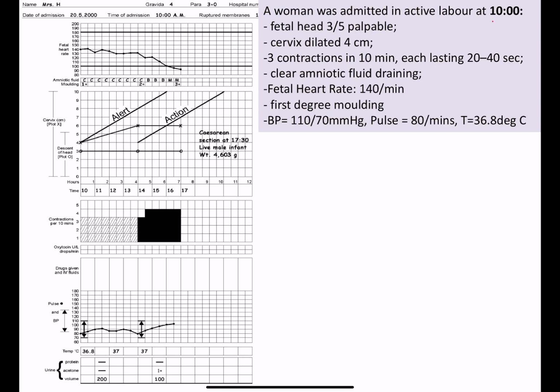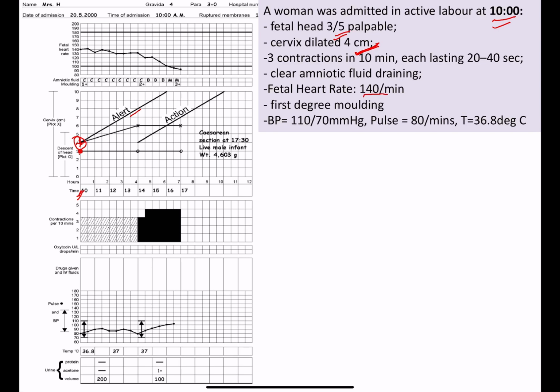So at 10 a.m. you can see the first plotting, as it's 4 centimeter dilatation. So we have started plotting in the Partograph, right? At 10 a.m., the cervical dilatation was 4 centimeter. We started plotting from the alert line with a cross sign over here. And you can see the fetal head was 3/5 palpable. That means we will be marking with a small circle over here. This 3 means it is 3/5 palpable.